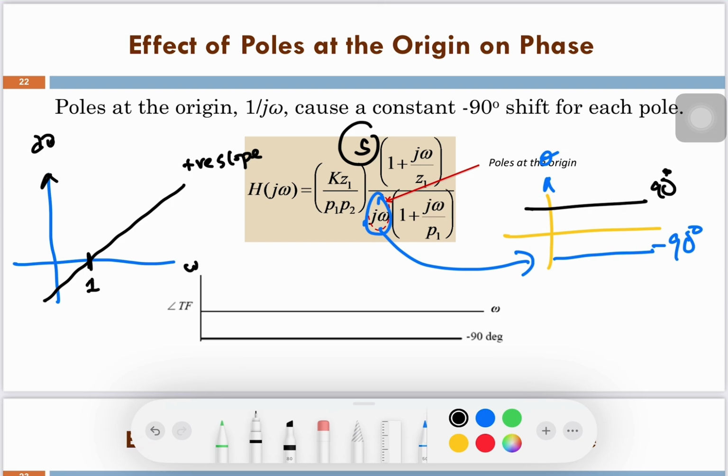Okay, and then, apa yang akan berlaku? Apa yang akan berlaku dekat ni? Dekat 10 dengan 100, apa yang akan berlaku? Dia akan naik setiap 20 decibel. So, this one is 20. This one is your 40. Okay, so this one supposedly is your negative 20.